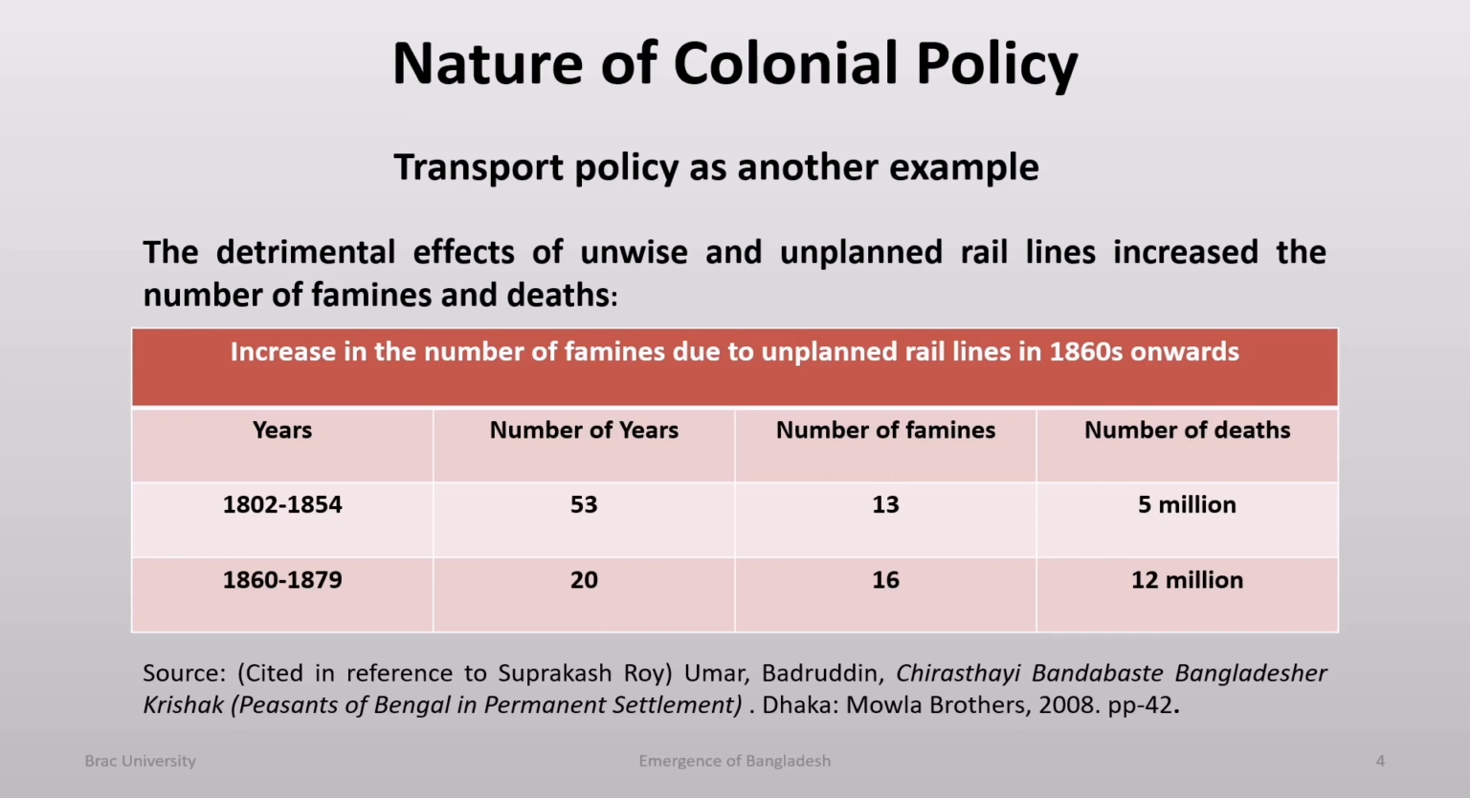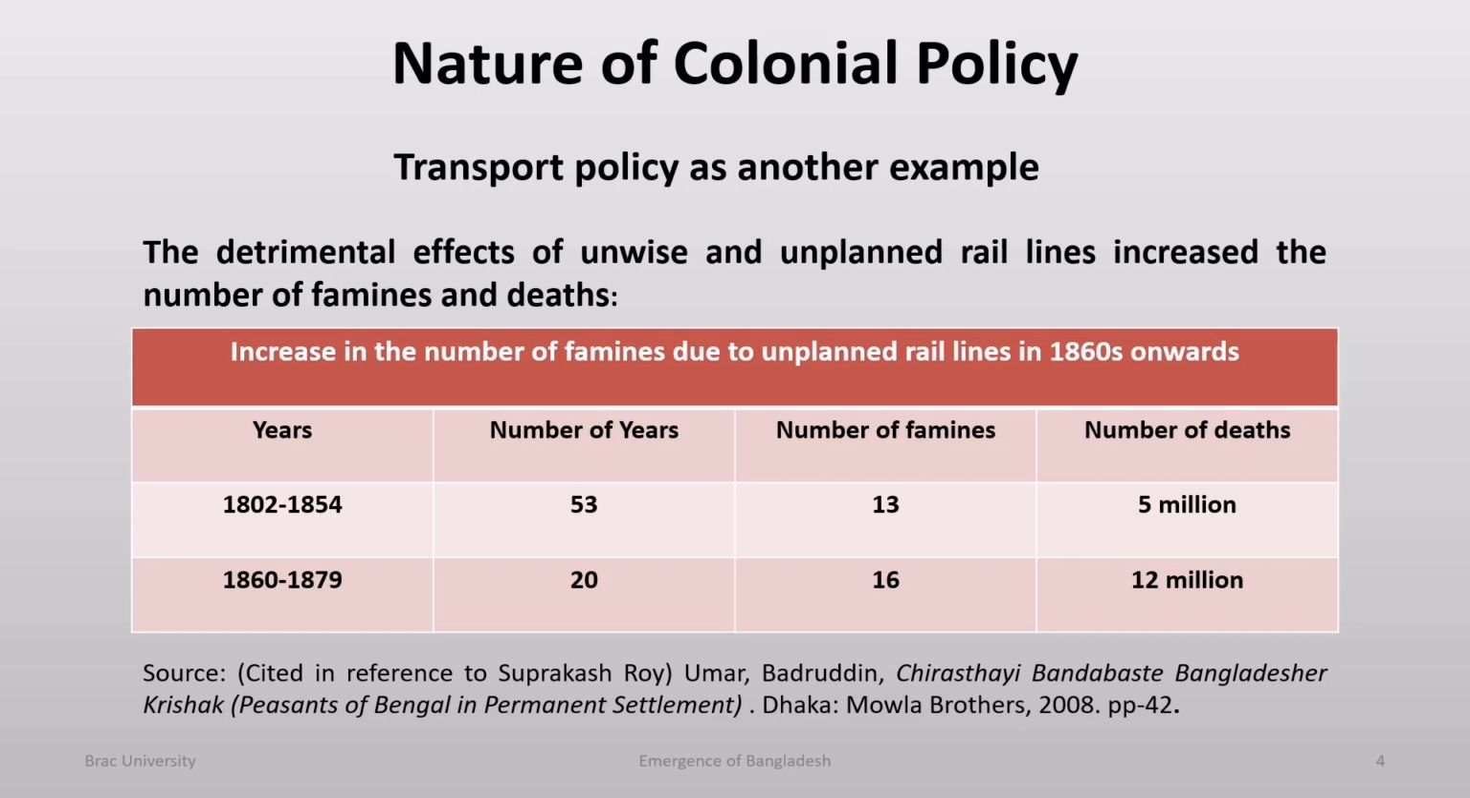If we take the transport and communication policy of the British as another example, then we see that a lot of modern technologies were introduced by the British in India, such as railways, telegraph, postal system, and many others. As the British were mainly concerned about trade and profit, they needed a better transportation system to ensure that British manufactured goods would flow into India on a larger scale, and India's raw materials would be sent to British industries very easily.